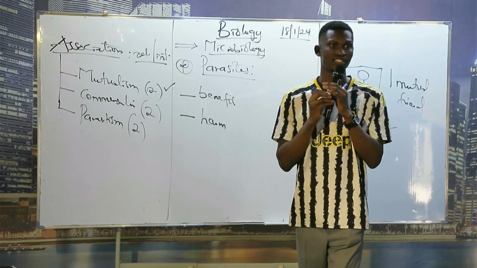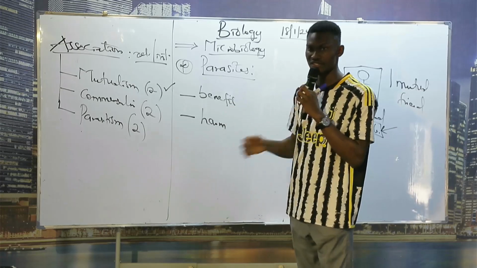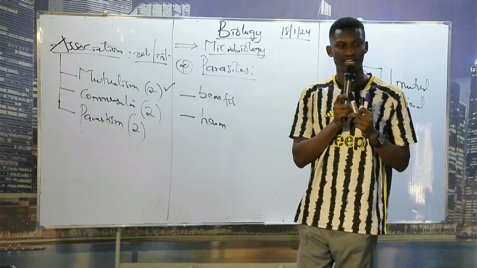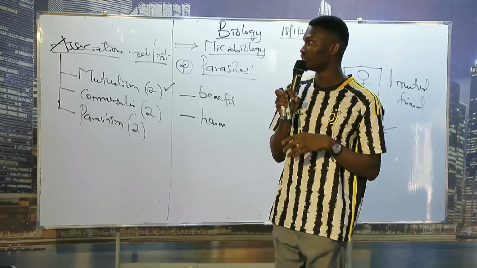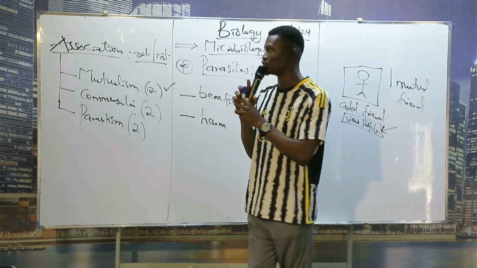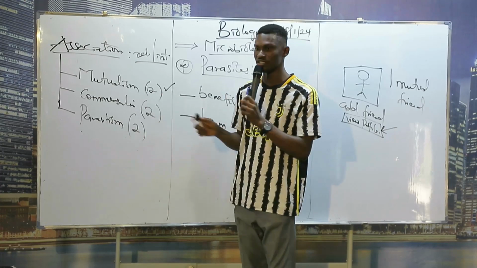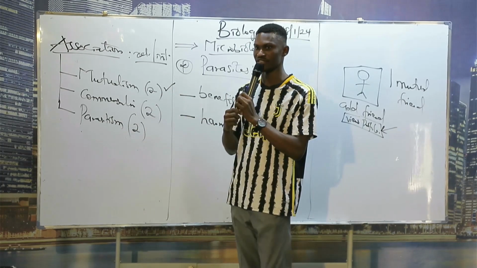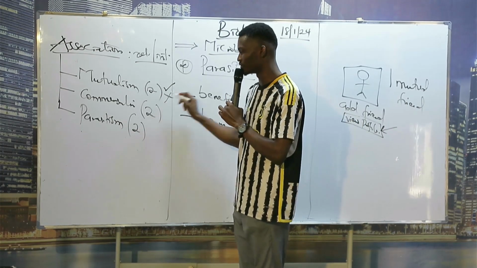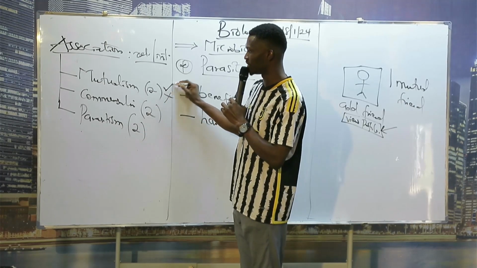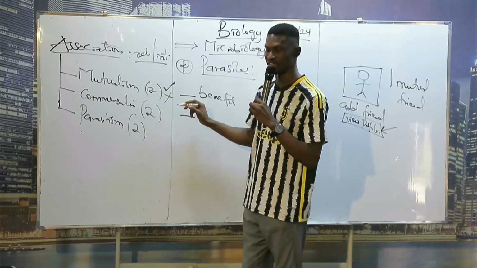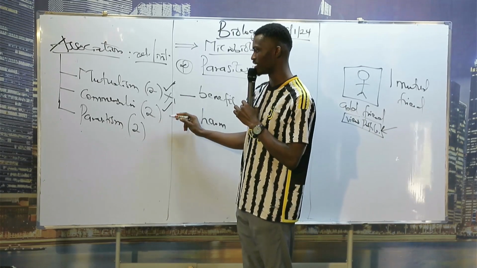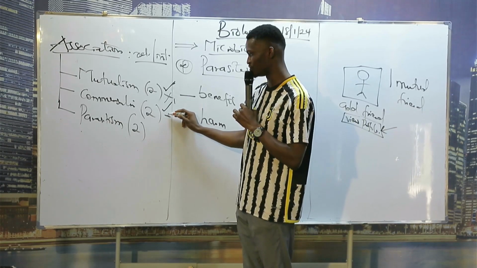So the word mutual in English simply means what? Benefits. In economics or accounting, they call it beneficiary. But they all mean the same thing. So in mutualism, the 2 organisms do what? Benefit. Is anyone harmed? No. So we have benefits, no harm. In commensalism, how many organisms benefit? 1. Is anyone harmed? No harm.